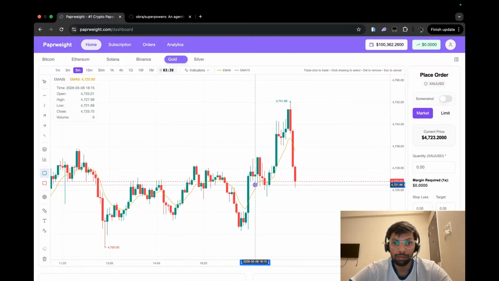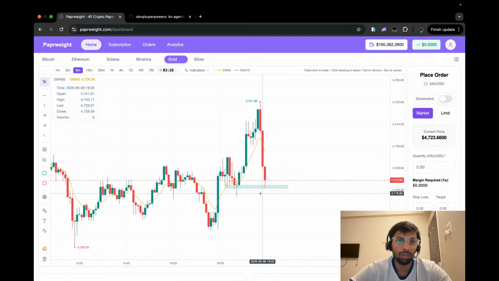As you can see, this is the buyers' area, and although the market has strongly fallen down and these buyers are out, this is the last hope for the buyers. If this crosses, then no one is going to save them.